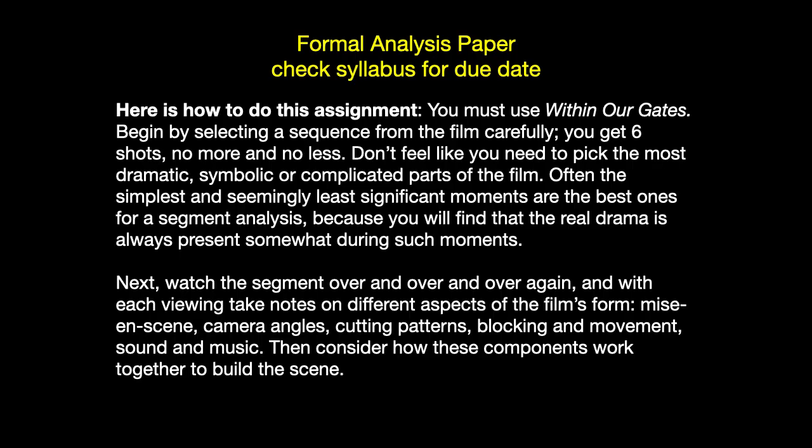Each time you watch it, take notes on different aspects of the film's form: mise-en-scène, camera angles, cutting patterns, blocking and movement, sound, music, and so forth. Watch it one time through and just take notes on mise-en-scène. Watch it another time through and just take notes on the camera angles, and on and on and on. Then consider, once you have a thorough list of notes about all of the different aspects, how do different components work together to build the scene and to build meaning?